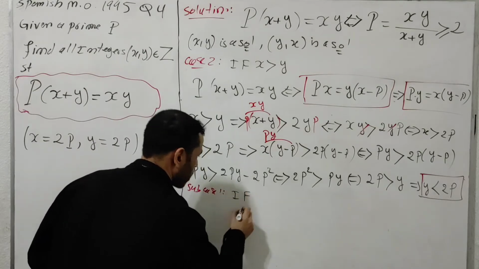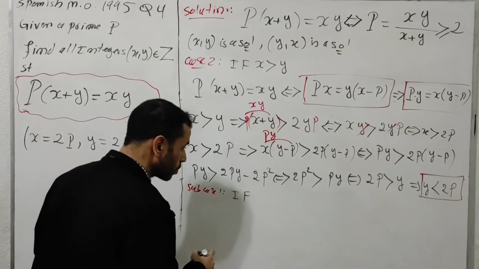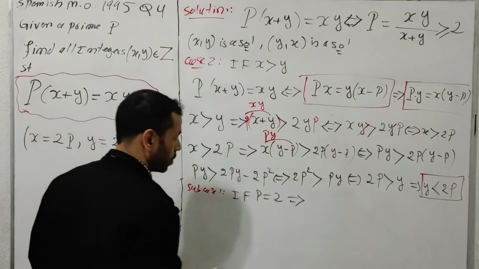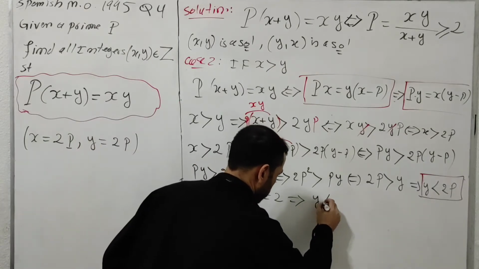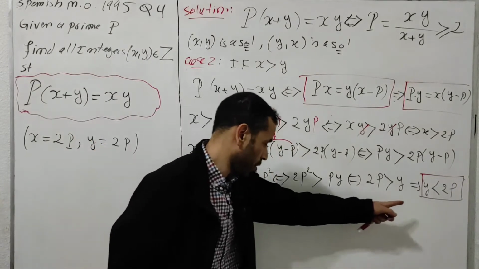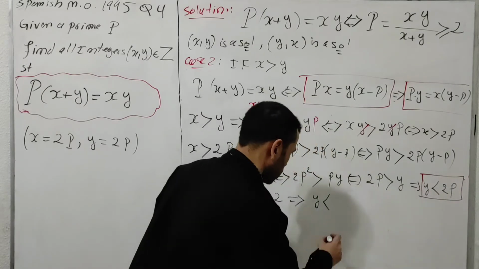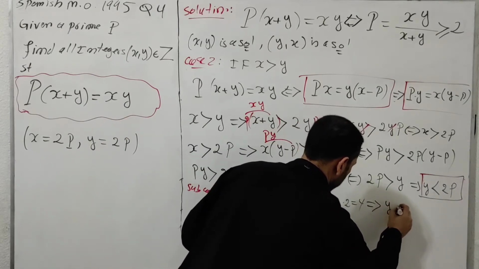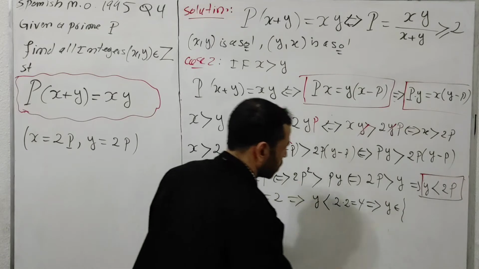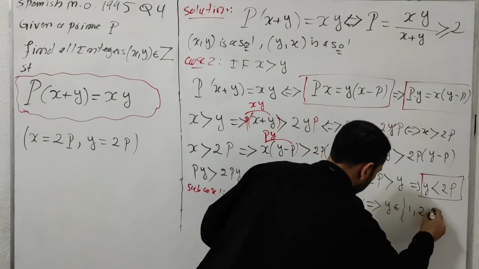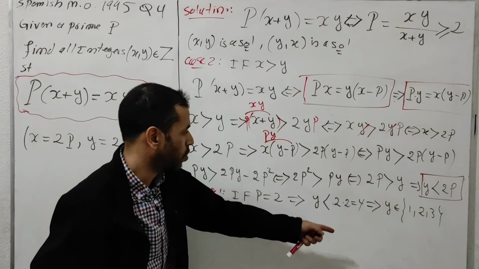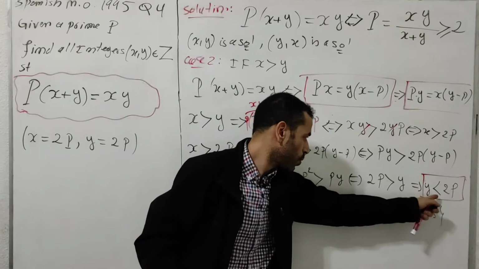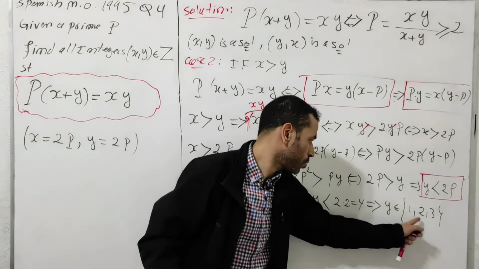If p is equal to 2 as a prime, I will have y strictly inferior than 4, because I'm taking p equal to 2. So for y, I will have 3 cases. I will have y equal to 1 or 2 or 3, because 0 is eliminated since we already have y strictly superior than 0. Then I will have this one strictly inferior to this one. I'm taking y as 1, 2, 3.